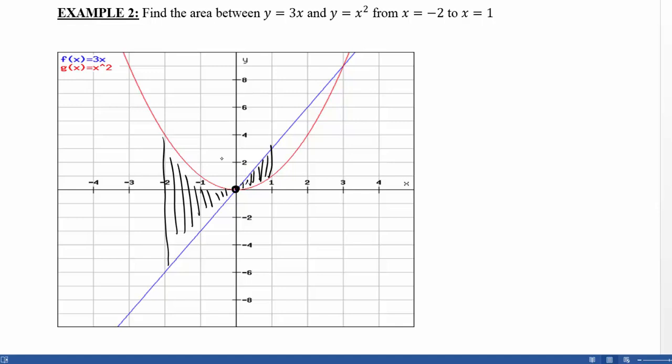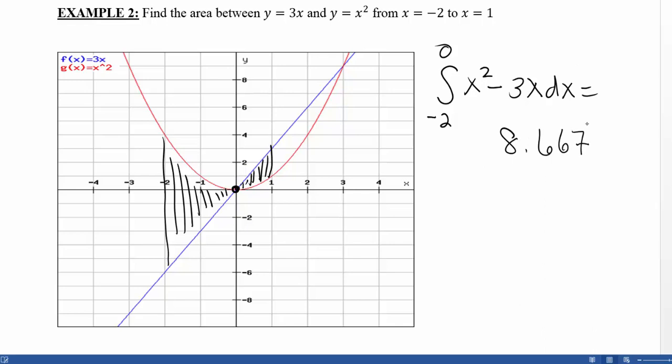So that means that my first integral, as if I go from left to right, is going to go from negative 2 until 0, because that's where I'm going to change. And from negative 2 until 0, the red curve is on top. The red curve is my x squared minus the bottom curve, 3x dx. When I plug that into my calculator, and I'm very careful about it, I'm going to get 8.667. So that's rounded to 3 decimal places.